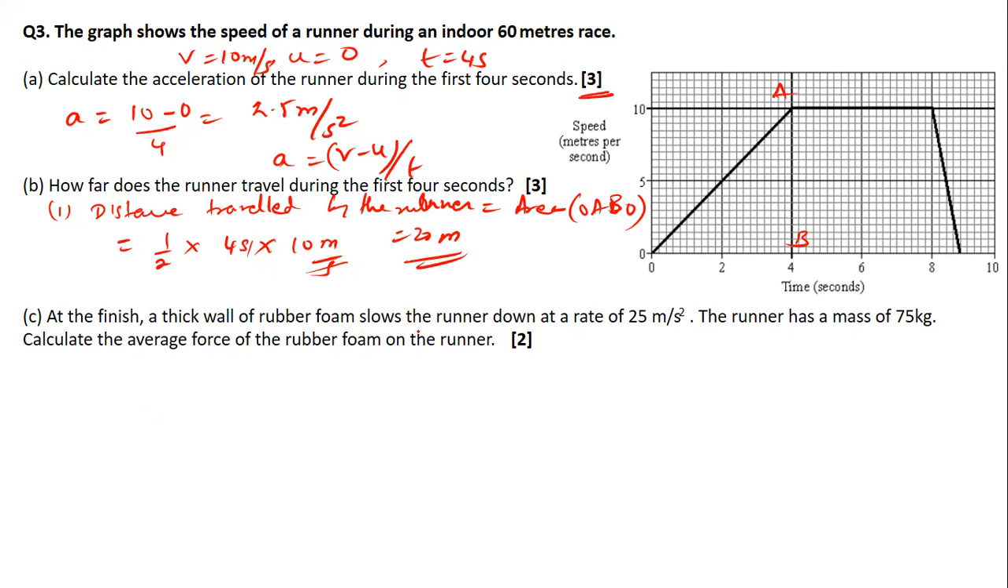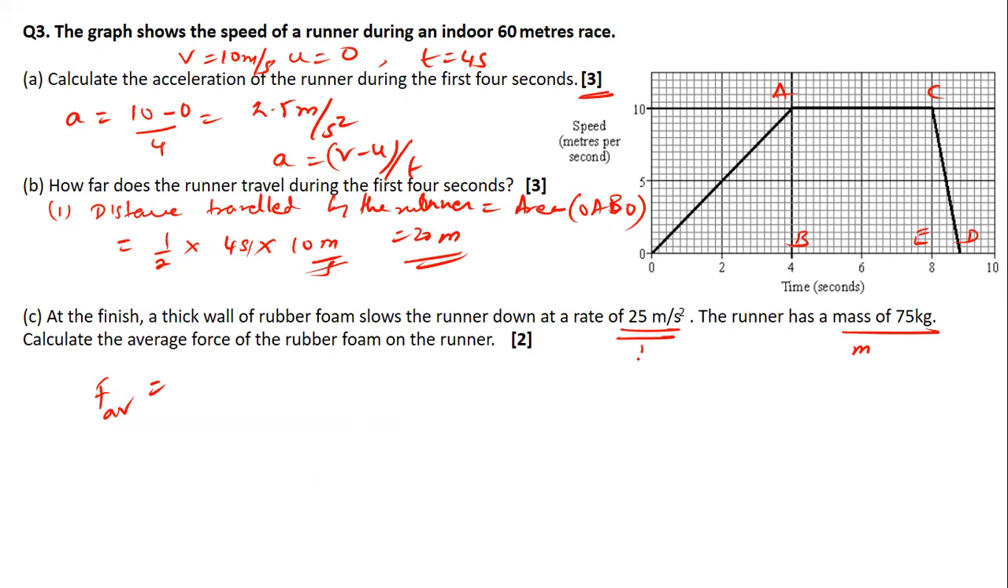Then at the finish, a layer of rubber foam slows the runner down at a rate of 25 meter per second square. So here, in this region, let me call this point C, this is point D, and this is point E. The runner has a mass of 75 kg. So the mass of the person is already given to you. Calculate the average force of the rubber foam on the runner. What is the average force? So how do we find force?